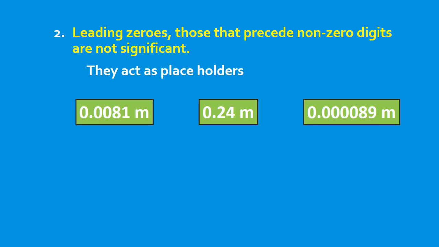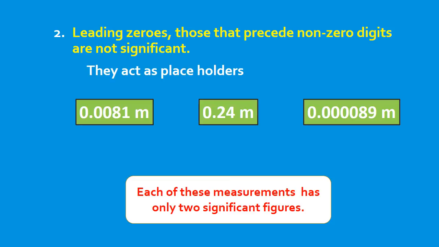Rule number 2, leading zeros, that is those that precede non-zero digits, are not significant. They only act as placeholders. So in 0.0081, these 3 zeros are not significant. They're acting as placeholders. So we count only our non-zero digits. In all cases here we have 2.